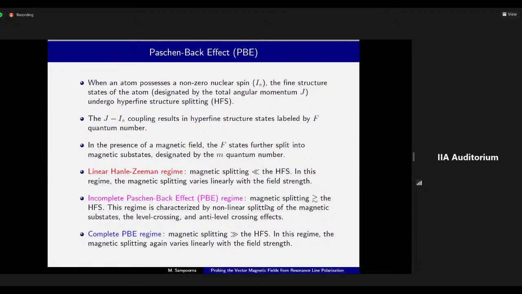If the magnetic splitting is comparable to the HFS, we are in the incomplete Paschen-Back effect regime, and this regime is characterized by nonlinear splitting of the magnetic substates, the level crossing, and anti-level crossing effects. Then if the magnetic splitting is much larger than the HFS, we enter the complete PBE regime, wherein the magnetic splitting again varies linearly with the field strength. So there are several resonance lines in the second solar spectrum that are sensitively affected by these magnetic field effects, and therefore offer a diagnostic potential to detect solar vector magnetic fields.